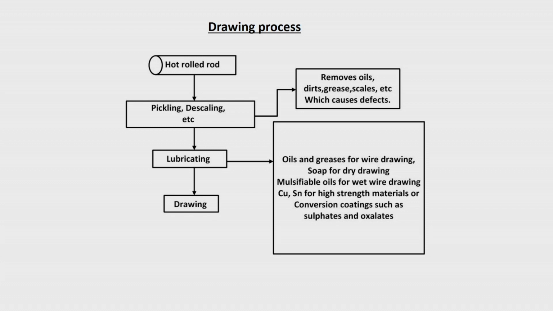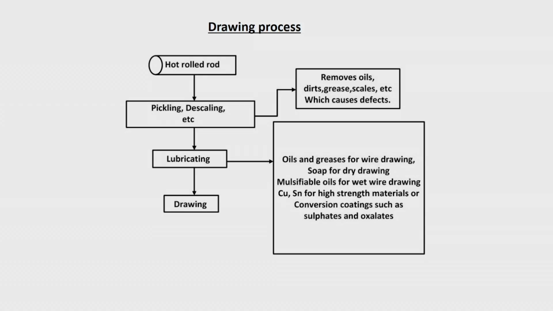Then followed by lubricating. If it is for small wire drawing, then generally people use oils and grease for the wire drawing operation. Now if it is dry drawing you are doing, then you may use a soap. It will pass through a soap, and that gets embedded on the surface, so there will be a good lubricant when it passes through. If it is wet wire drawing, then you will use emulsifiable oils.